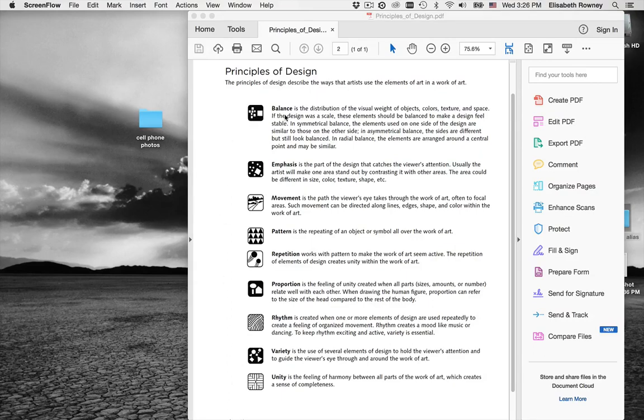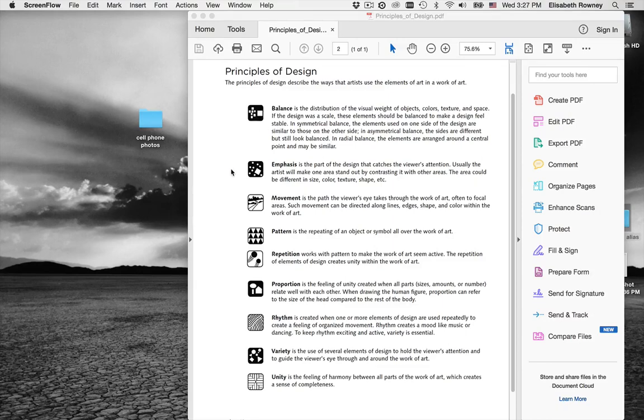So when it comes to balance, it talks about visual weight. And this can be when it comes to objects, colors, textures, space, scale. Things can be symmetrically balanced, visually weighted, both on the same side, or it can be asymmetrical balance. And hopefully I'll show you some examples with some photos that I have.